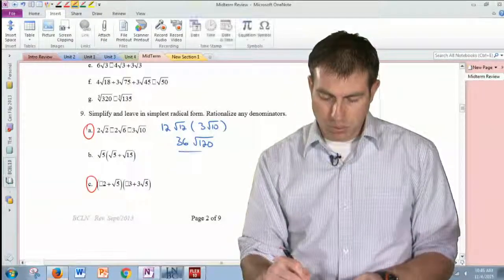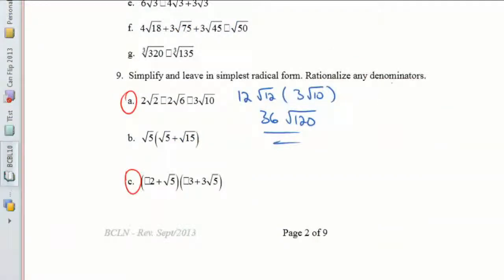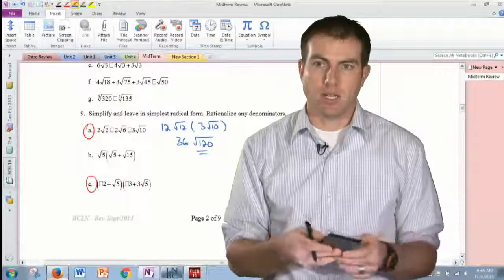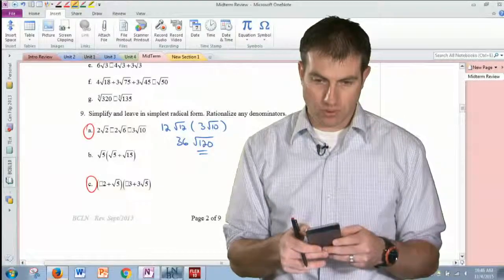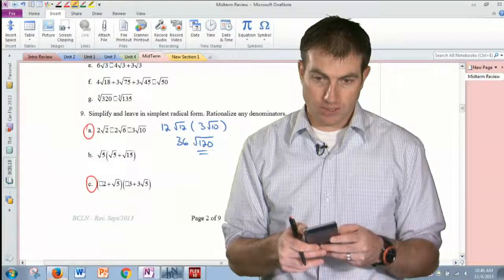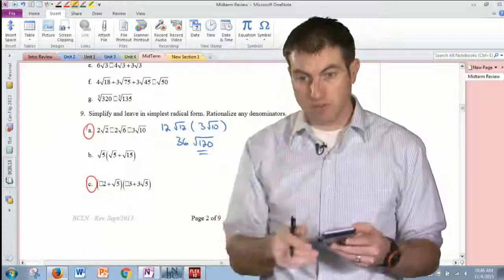Once I get to this spot, I have this 36 out front, which I'm not going to do anything with, but I have this 120 under the radical sign that I need to simplify. So I need to figure out the largest perfect square that goes into 120. I don't know. 4 and 30 is 2 and 15. Is there anything bigger than 4?